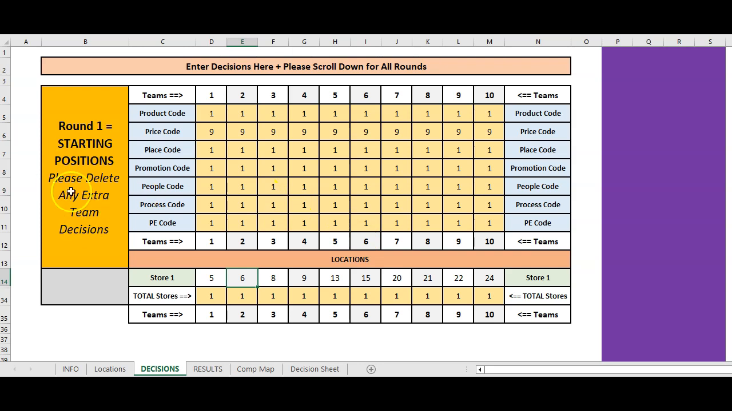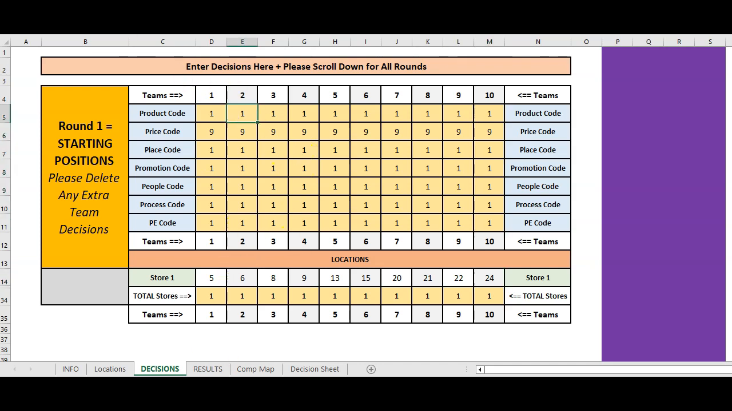But just a little tip here: if there's any extra teams, we can delete them. So say there's only 8 teams playing, we just take that information out, and we're set to go. Okay, so depending on how many teams there are, your teacher will fill that in appropriately. So I'm going to put these back in.